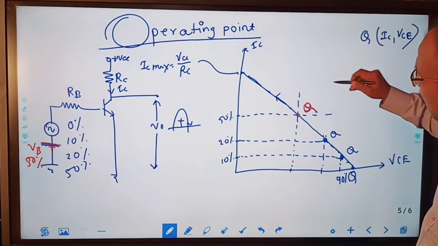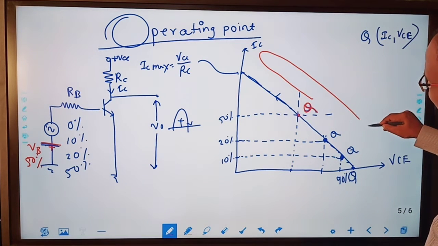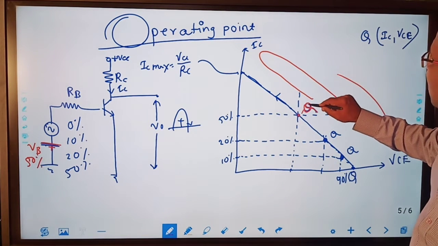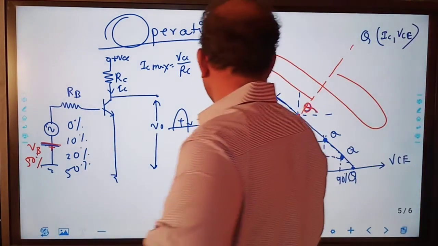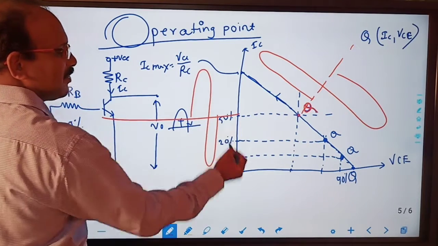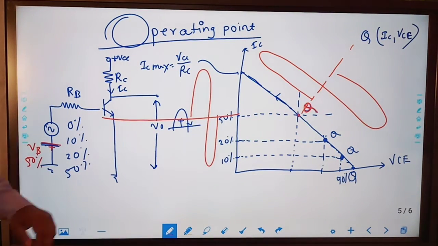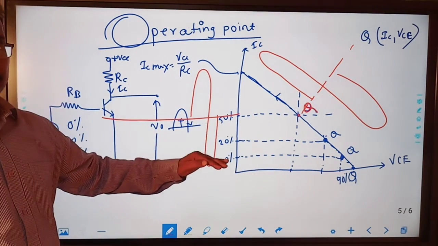So what will be the variation of Q point? Variation of Q point will be up and down like this. So here, what we can say? What is the variation of IC? Variation of IC will be up and down like this. Correct? So here is no cut in the waveform actually.